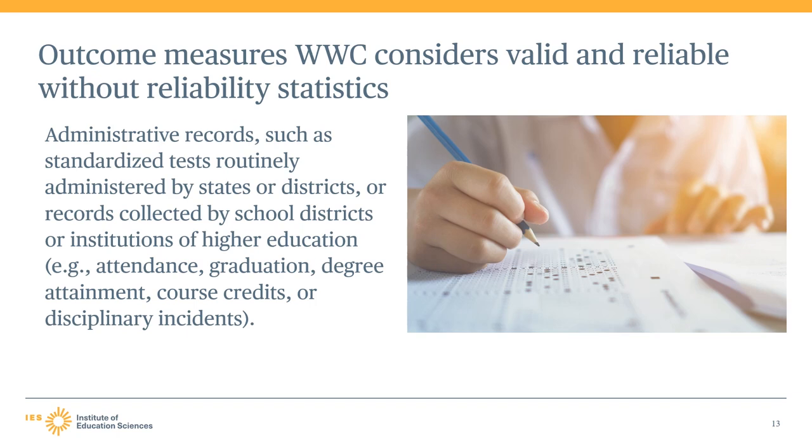Administrative records may include standardized tests that are routinely administered by states or districts, or records that schools or institutions might collect as part of their standard record keeping, such as records of attendance, graduation, degree attainment, course credits, or disciplinary incidents. The WWC automatically considers outcomes measured using administrative records to be valid and reliable, because these outcomes are straightforward to measure and they measure what they purport to measure.